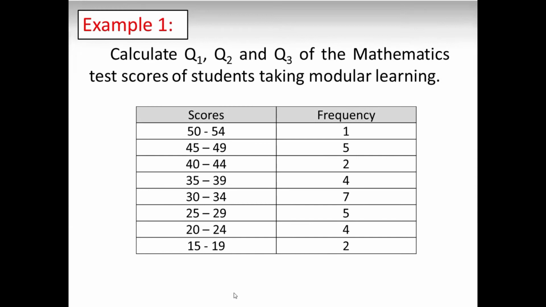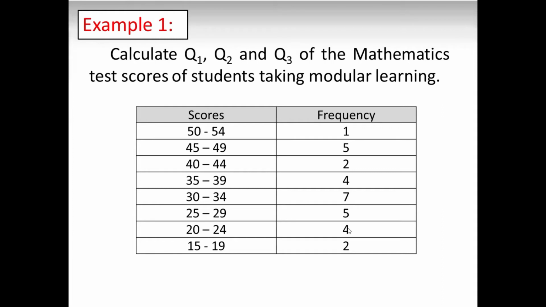So apply natin yung ating formula with our first example. Calculate first quartile, second quartile, and third quartile of the mathematics test scores of students taking modular learning. So mapapansin nyo dito, pag group data, meron ka ng classes dito and then meron kang frequency. So ang kinaiba nito sa ungroup data kasi pure numbers lang yung mga ibinibigay.